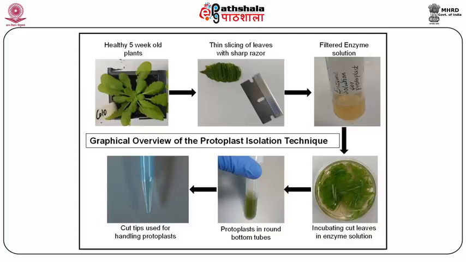You take a healthy plant, you take the leaf that gives you good protoplast and cut it into very thin slices with the help of a razor blade. Thereafter, you transfer these slices into liquid containing the filtered enzyme solution or the commercially available enzyme solution. Then you incubate them for a few hours, and the cut leaves give you protoplast, which can then be isolated with the help of cut tips and transferred to whatever your next steps are, whether you want to fuse them or grow them into plantlets. So this is the technique for protoplast isolation.